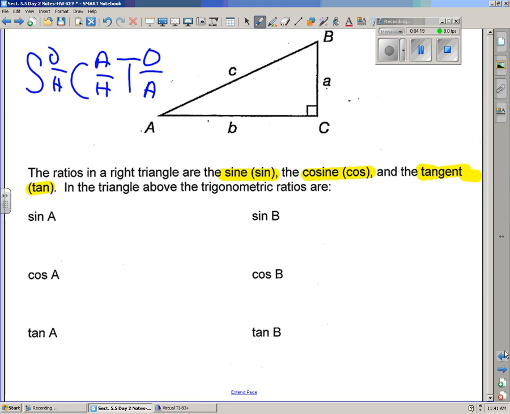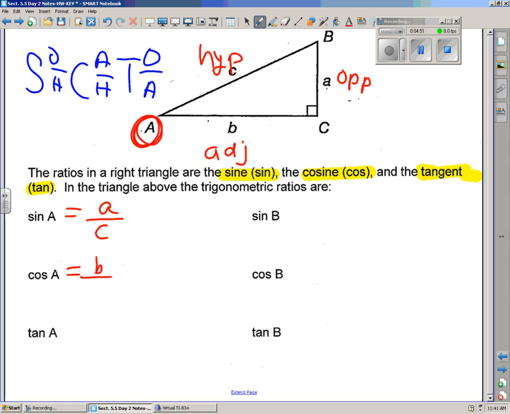So if we're talking about the sine of angle A, so here's angle A, opposite angle A is little a, adjacent to angle A is little b, and the hypotenuse is little c. The sine of angle A would be the opposite leg, which is little a, over the hypotenuse, which is little c. The cosine of A is adjacent over hypotenuse. Well, adjacent to angle A is little b, and the hypotenuse is still c. The tangent of angle A is opposite over adjacent. So the opposite leg is little a, and the adjacent leg is little b.